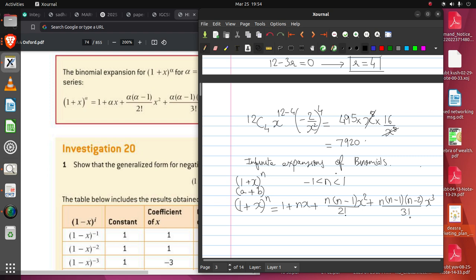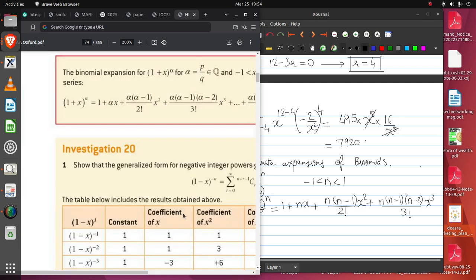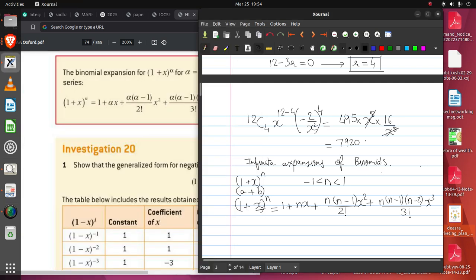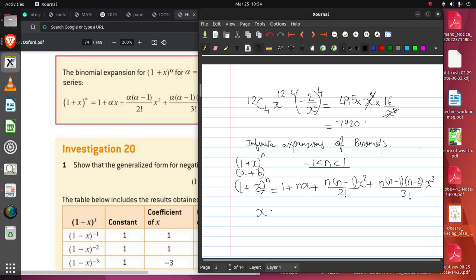So not only the power, there's a condition on x as well. I have written the condition on power, and the condition on x is that it is between 1 and -1.